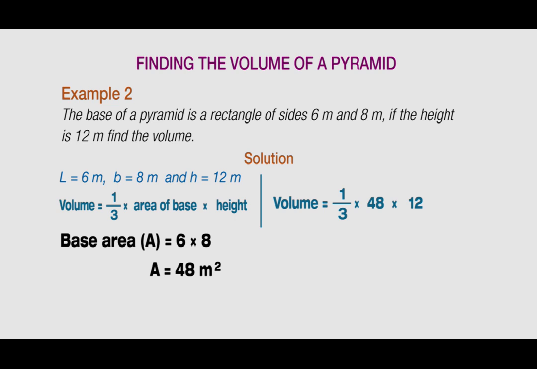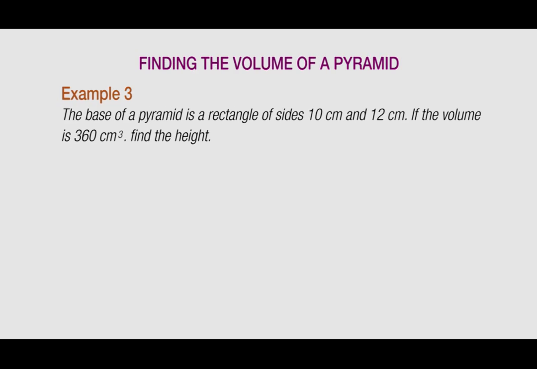Therefore, the volume is equal to 1 divided by 3 multiplied by 48 multiplied by 12. And if you simplify that, we get V equals 192 meters cubed. Let's take another example. The base of a pyramid is a rectangle of size 10 centimeters and 12 centimeters. If the volume is 360 centimeters cubed, find the height of the pyramid.